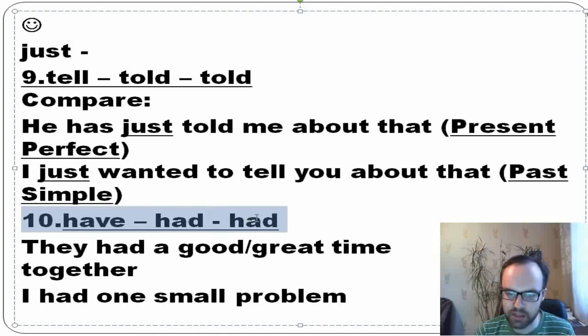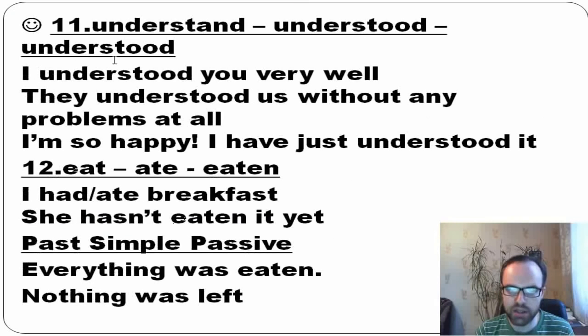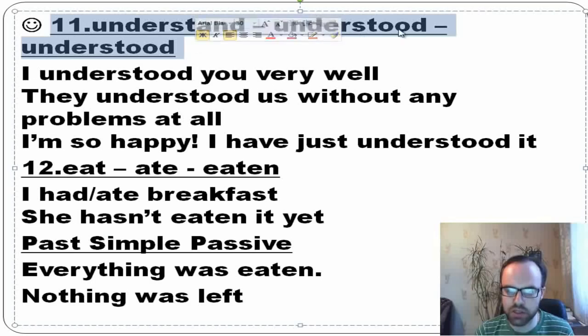Okay, have, had, had. They had a good time together. They had a great time together. I had one small problem. Okay, next. Understand, understood, understood. I understood you very well. They understood us without any problems at all. I'm so happy. I have just understood it.